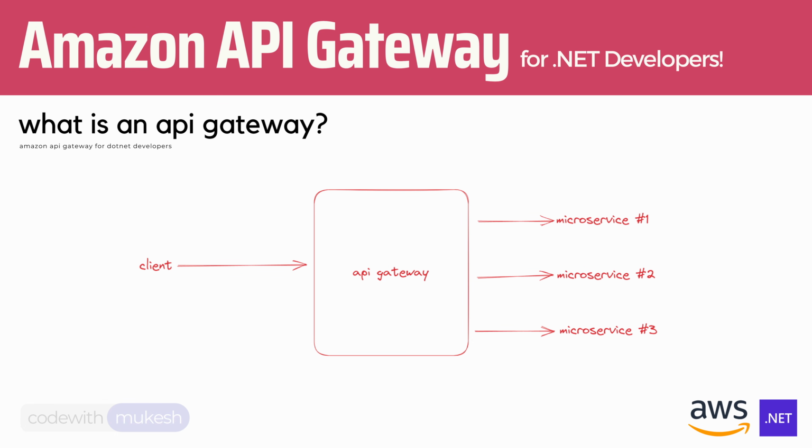Let's get started with the basics. What is an API gateway in general? It's kind of like an API management tool that sits in between client applications and a collection of backend APIs, or essentially any source of data the client application needs.